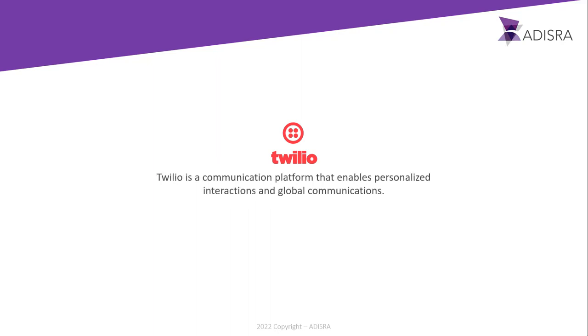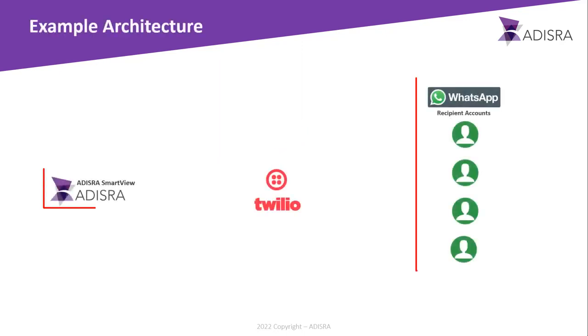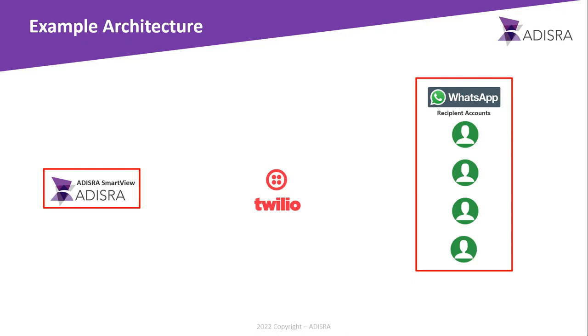To receive notification via WhatsApp, you need to create a Twilio account. Twilio is a communication platform that enables personalized interactions and global communications. Basically, Twilio will be responsible for integrating ADISRA SmartView with the WhatsApp accounts in which they will receive notifications.